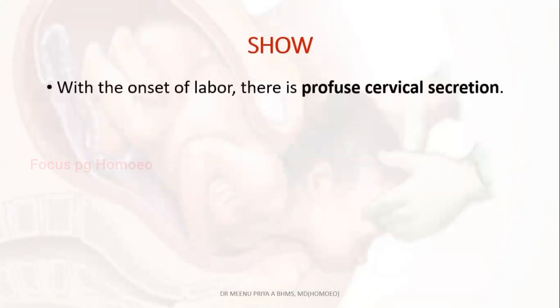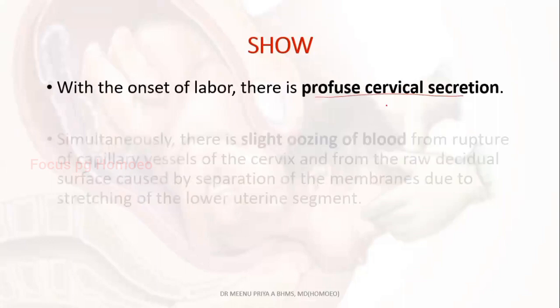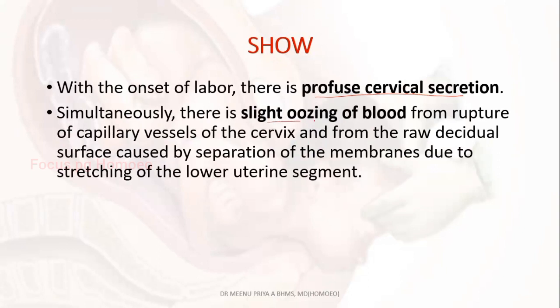Next, what is show? So we came across the word show in true labor pain. So what is it? With the onset of labor, there is profuse cervical secretion, and simultaneously there is slight oozing of blood from the rupture of capillary vessels of the cervix and from the raw decidual surface caused by separation of membranes due to stretching of the lower uterine segment. In the further slides, we will see what changes happen with the formation of the lower uterine segment. When the lower uterine segment is formed, there is light oozing of blood, and also profuse cervical secretion. So these two combined is called show.